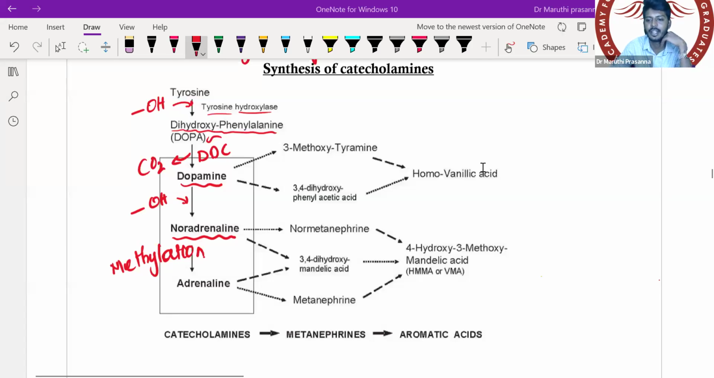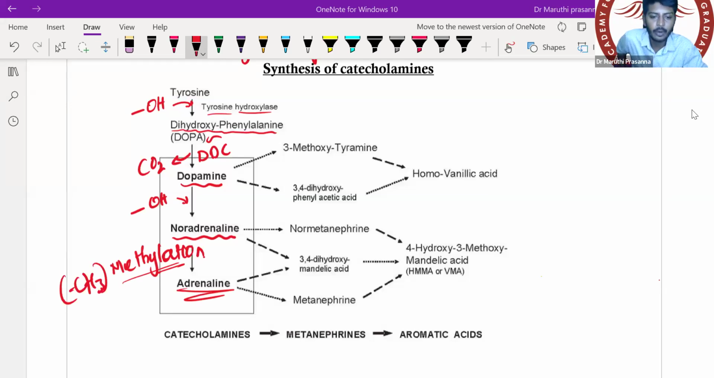Very good, that is your CH3. Methyl group means CH3. You are adding the CH3 group. If you add the CH3 group, it will give rise to adrenaline. So this is the synthesis of catecholamines.